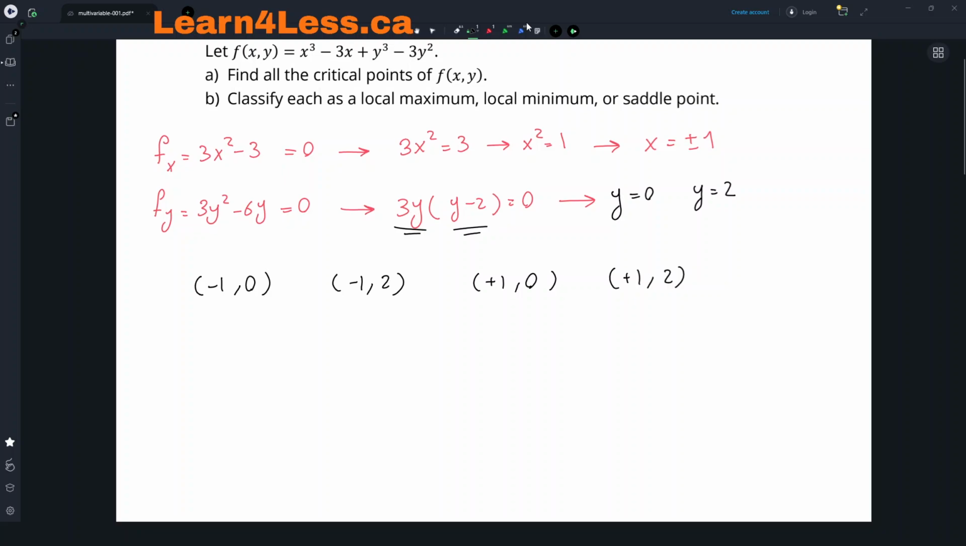So now I have 4 critical points and I want to figure out if they are local maximum, local minimum, or saddle point. So what we do, we first write the formula for the discriminant.